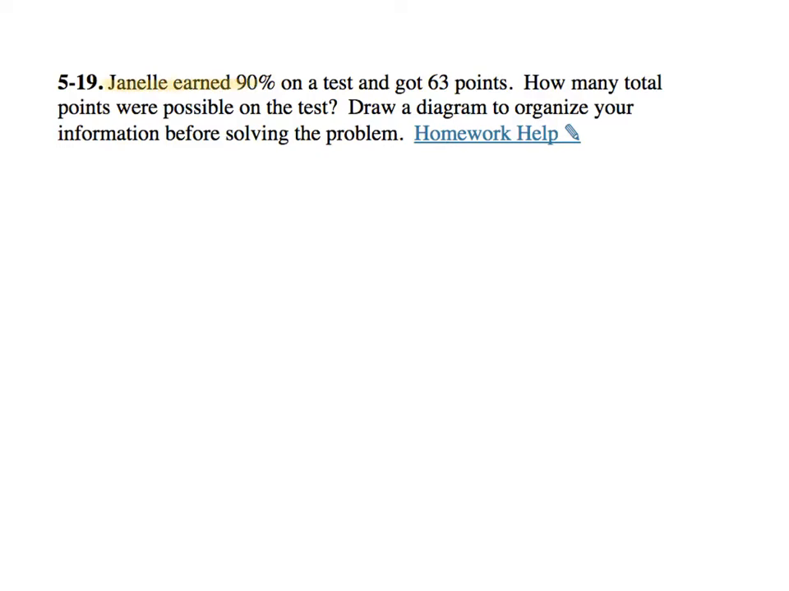Janelle earned 90% on a test and got 63 points. How many total points were possible on the test? Draw a diagram to organize your information before solving the problem.